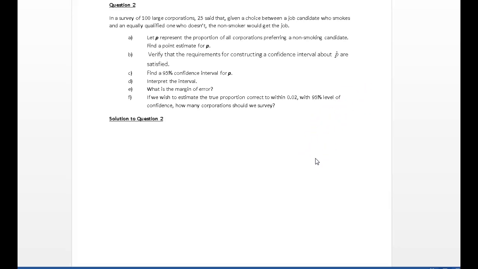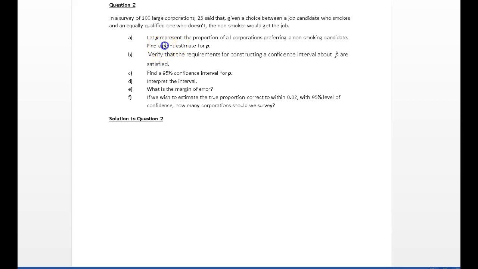All right, let's have a look at question number 2. We're told in a survey of 100 large corporations, 25 said that given a choice between a job candidate who smokes and an equally qualified one who doesn't, they would prefer to give the job to the non-smoker. Part A, we're asked to let P represent the proportion, and note to self now, right off the bat we know we're dealing with a proportion.